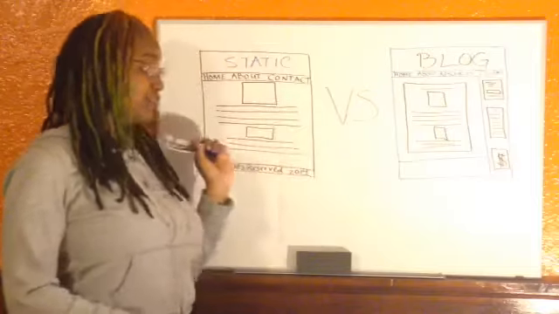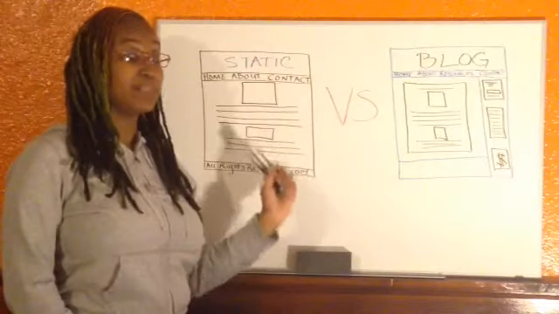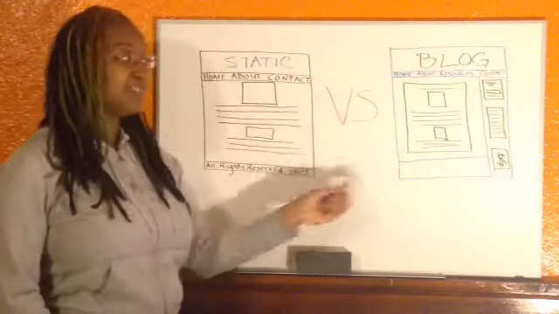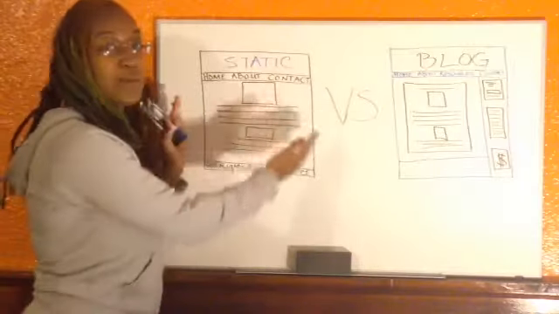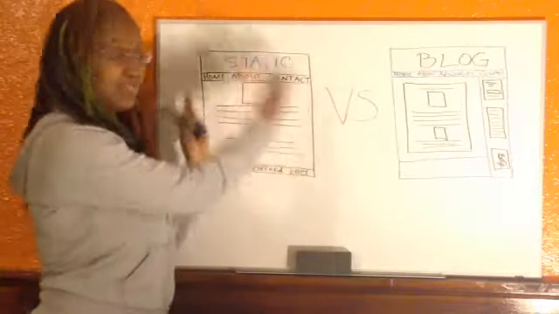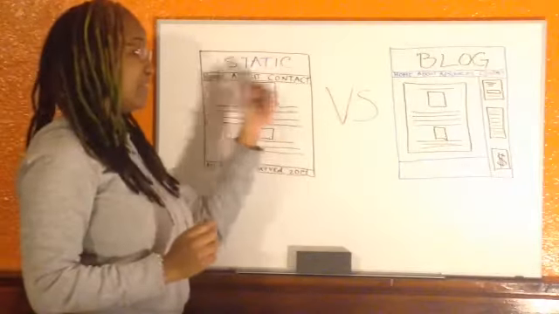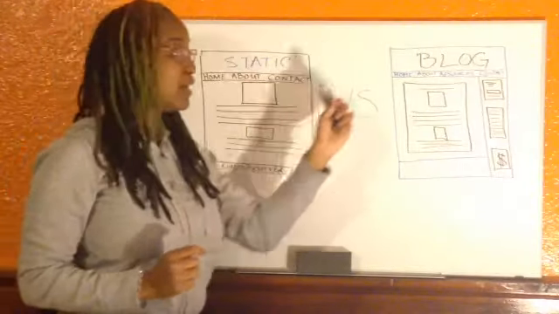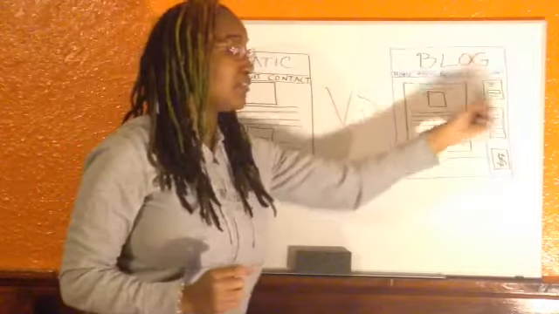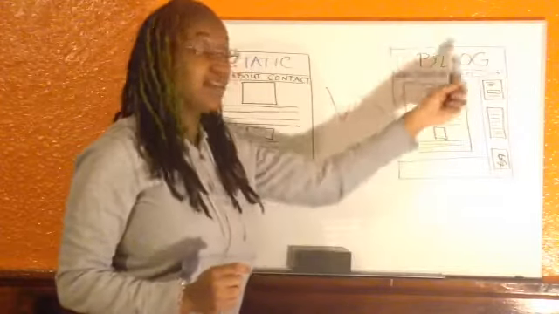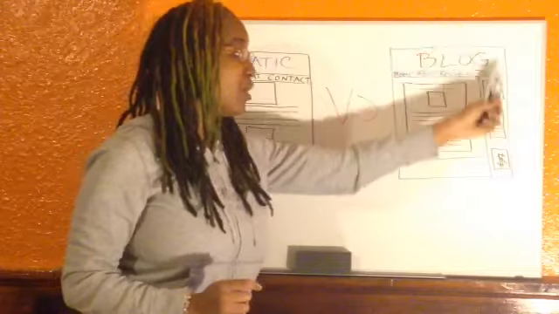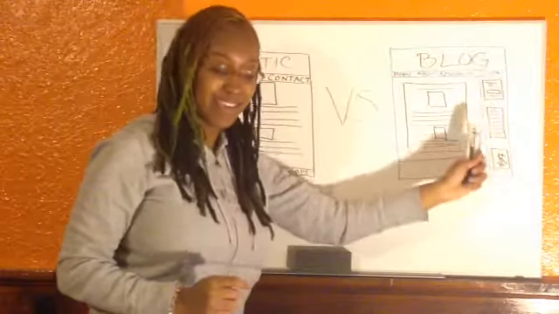Now notice the difference between how the blog and the static website look. They have similar features, but the static website is just block. It's just there. You have your footer, you have your banner at the top, and then again, you have that search bar. Then you have the blog here. You also have your search bar, you have your footer, you have your banner up at the top, but then you also, along the sides, you have an area.